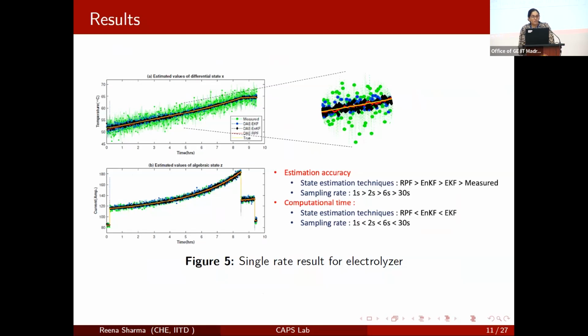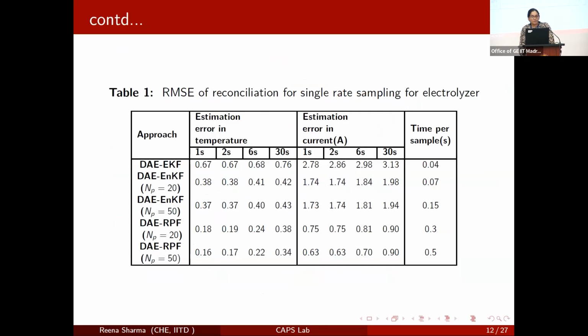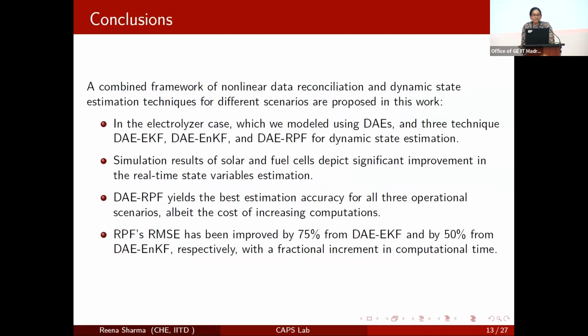This is the result of the RMSE values of the reconciliation from single rate sampling for electrolyzers. In the bottom of the table, like DAE-RPF, we have a number of particles of 50. In that case, the estimation of temperature and current is better than EnKF and EKF, but the computational time is more than EnKF and EKF. So from that, we can conclude that the combined linear data reconciliation and dynamic state estimation technique handles different scenarios, as proposed in this work.